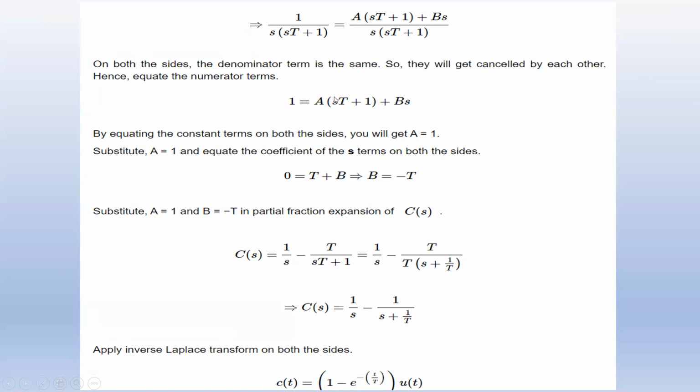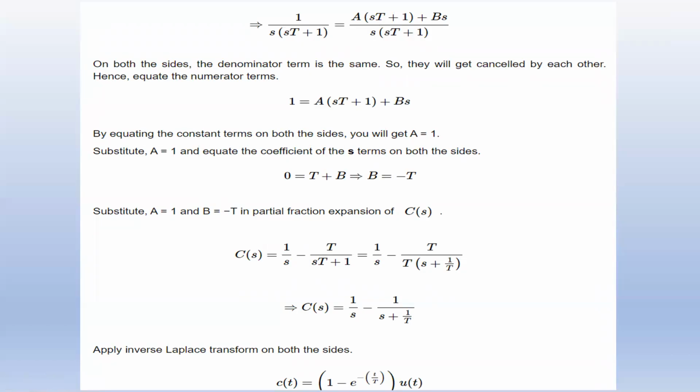So if we substitute s equal to minus 1 by tau over here, then this one will get cancelled with this plus 1, thereby eliminating the effect of capital A in this equation. And if we substitute s equal to minus 1 by tau here, then what we have is b equal to minus tau over here.